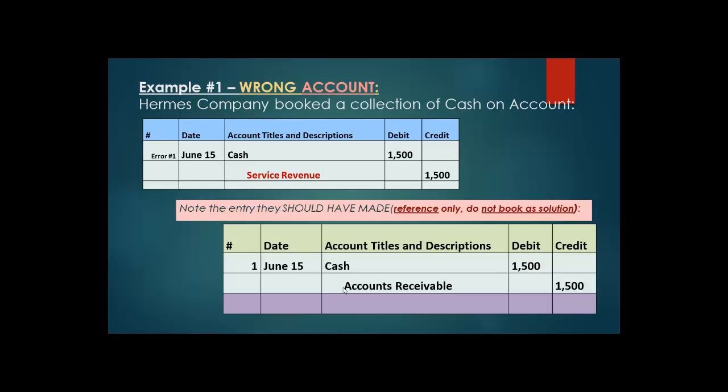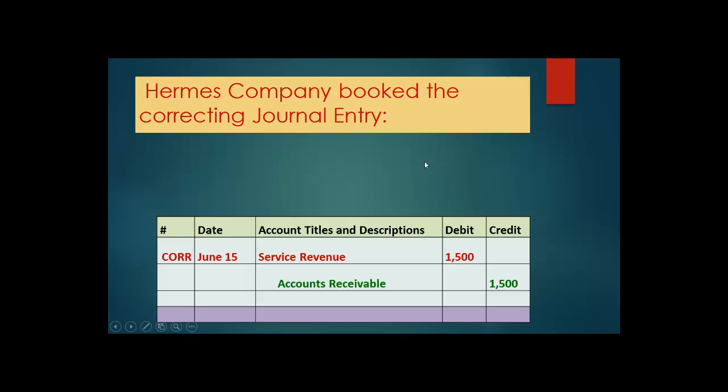The correct account is accounts receivable. They should have booked debit cash, credit accounts receivable. So they got the cash part correct, but the accounts receivable they did not book. And again, this is only for reference. You're not booking this entry. This is what you should have booked. Now we have to correct this error. So the correcting journal entry is going to reverse: debit service revenue and credit accounts receivable.